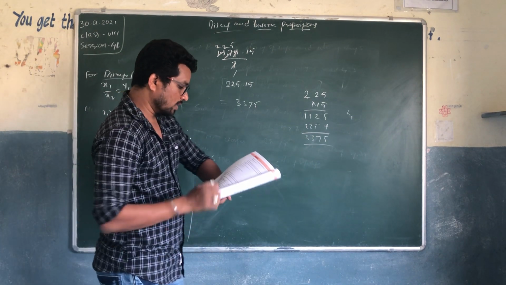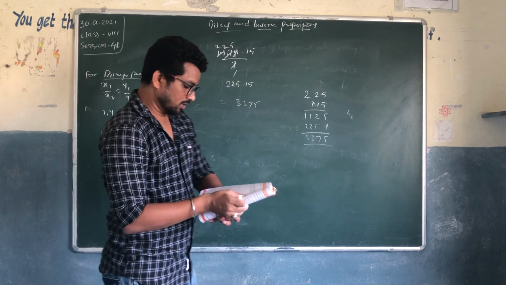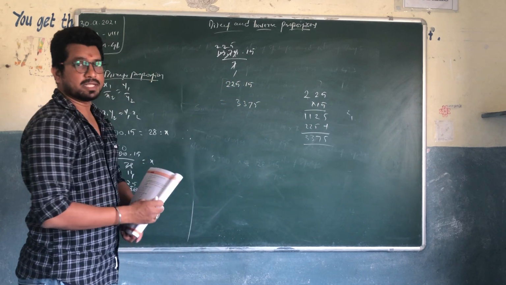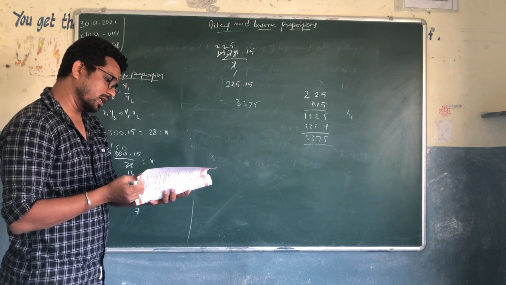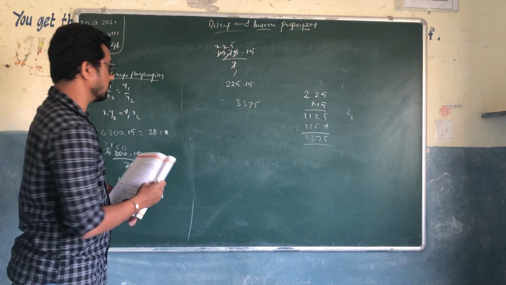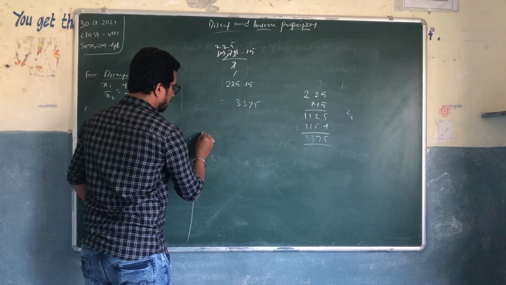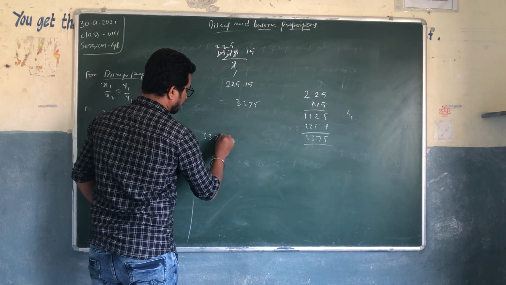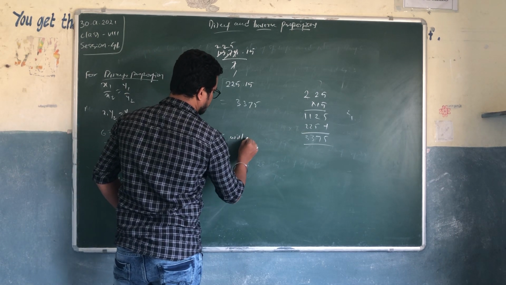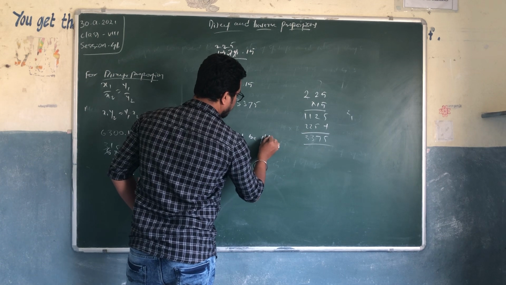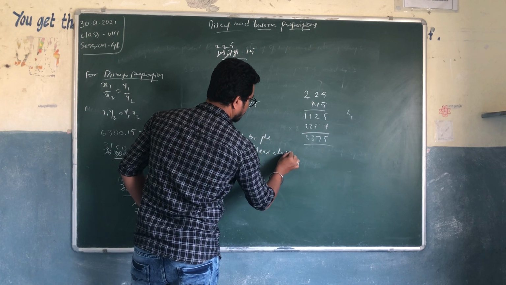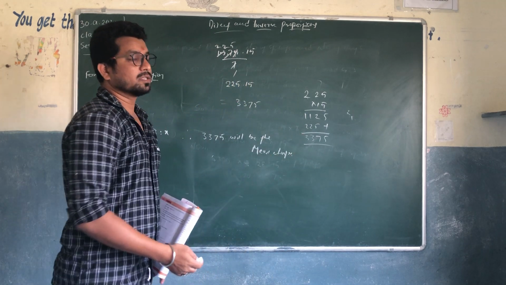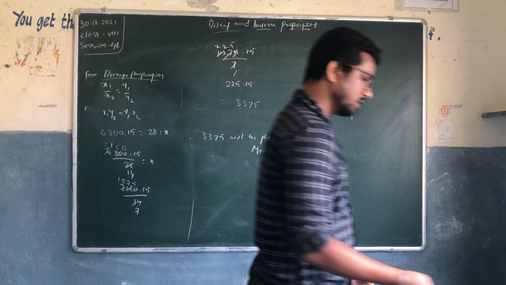Therefore, what did he ask in the question? How much will the mess charges be? What will be the mess charges for 25 students and 18 days? 3375 will be the mess charges. Okay, so this is your example 1.